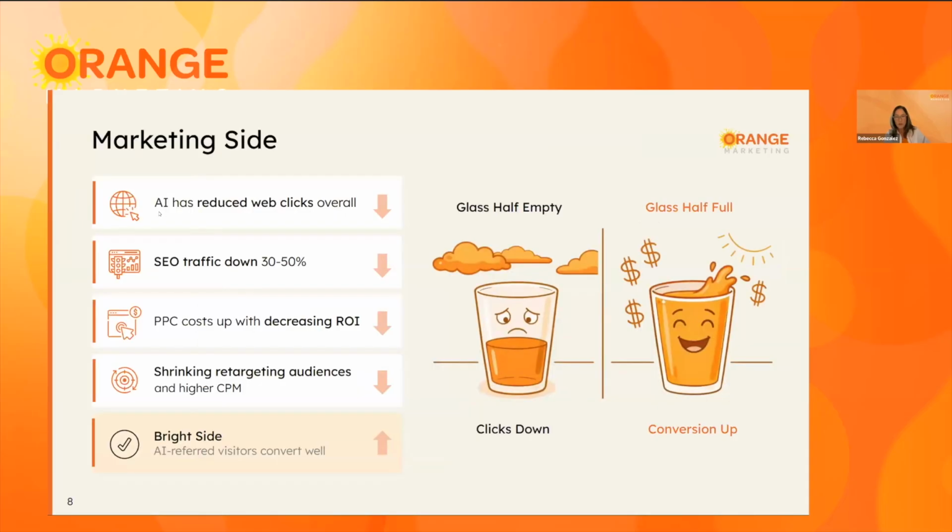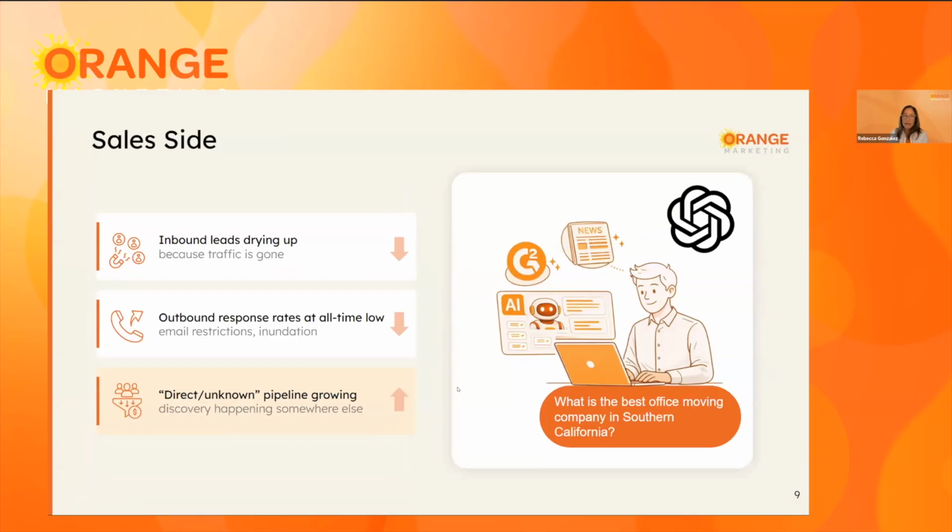So what broke? We know SEO traffic's down, PPC costs are increasing, et cetera. Doom and gloom. But on the bright side, AI-referred clients convert extremely well. And we've seen that at Orange Marketing too, that when they come in via AI, they do very well. On the sales side, inbound leads are drying up because the traffic's gone. Outbound response rates are super low due to saturation in the email channels. And we're finding that this direct unknown pipeline, people who just type your domain name, is actually growing. So all the discovery is happening somewhere else.